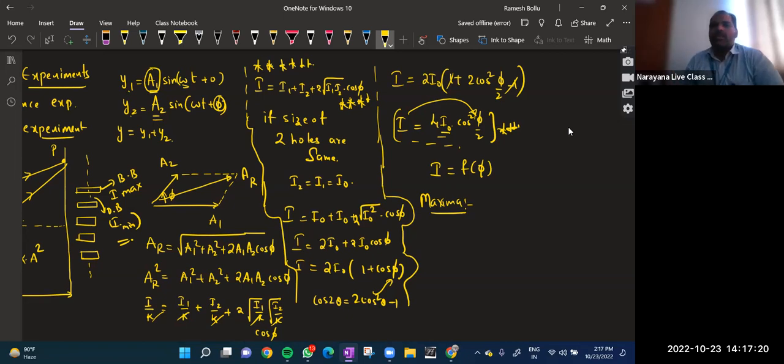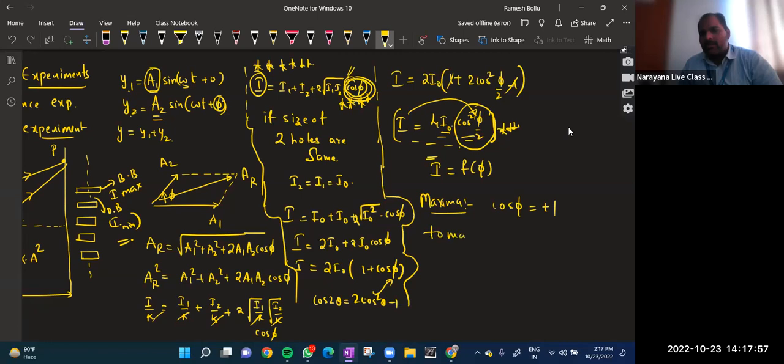Correct. To make the intensity maximum, this cosine square phi by 2 should be maximum. Yes or no? Here also you can take this cosine phi value as compulsorily maximum. Maximum means plus 1 only. I will not take this one, I will take this one, because that is an application, one specific case only, but this is the theoretical formula. So to make this intensity maximum, cosine phi should compulsorily be maximum. I will write down that point.